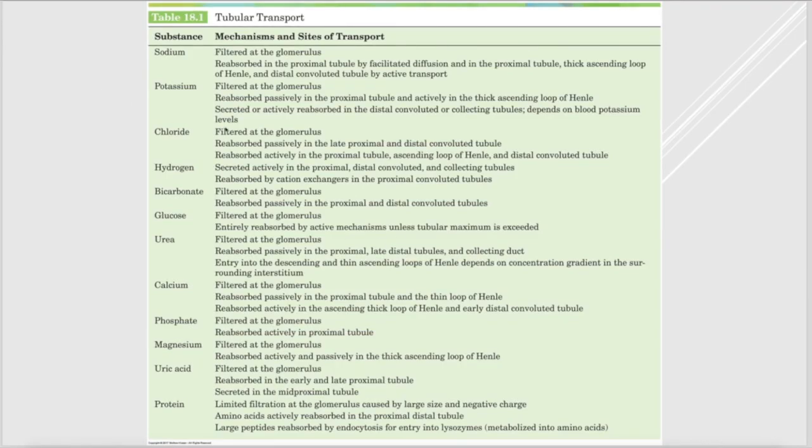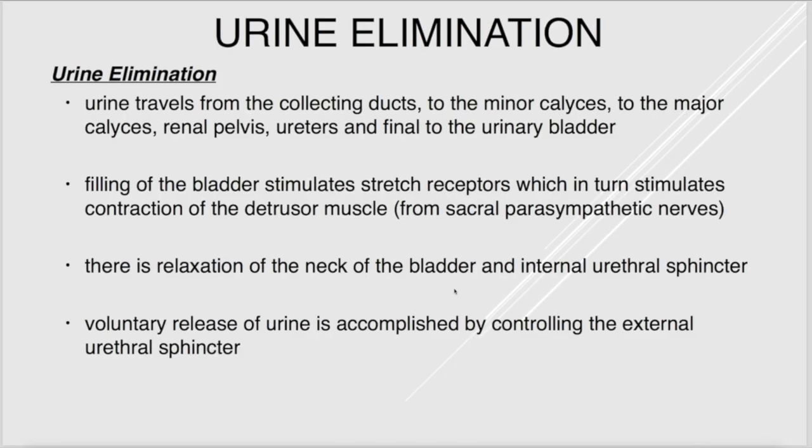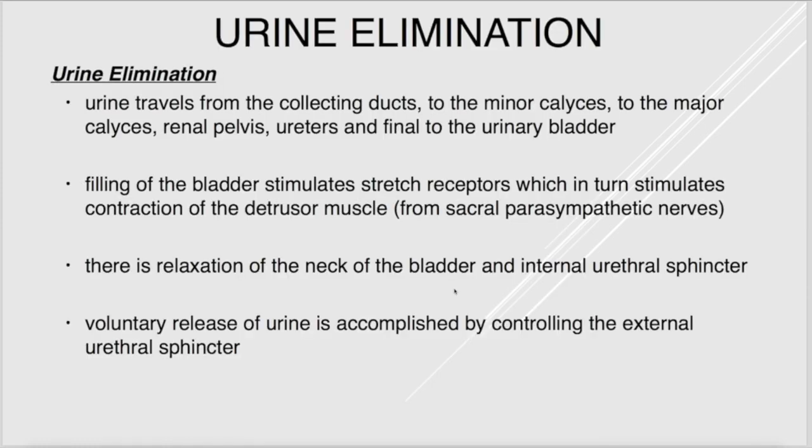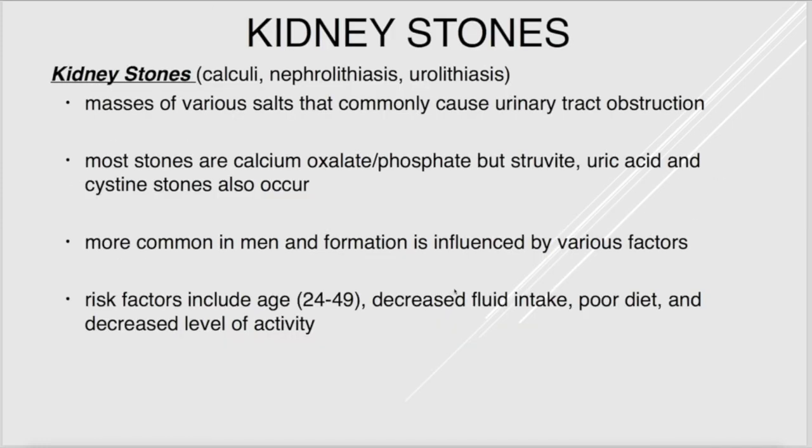So this is just showing where the sites of transport are occurring for these different substances in the renal tubule. We kind of went over it really quickly. I mean, you don't need to worry about the elimination of urine. It's not really important for this exam. And then we talked about kidney stones.